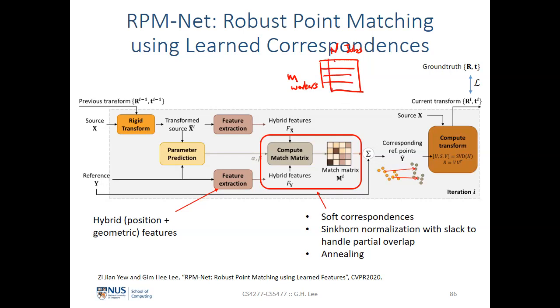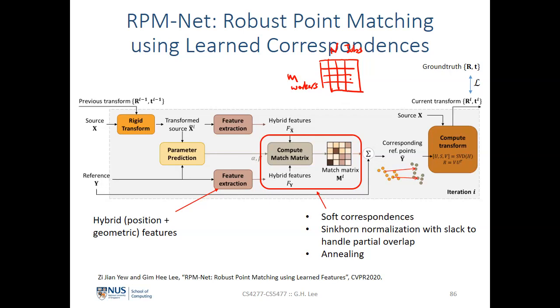That means the row and the column must sum up to 1, and every entry can only be 0 or 1. So this is a permutation matrix, but that's the hard assignment case. The soft assignment case means it just needs to sum up to 1, the row and the column, but every entry can be any number. The only constraint is that it needs to sum up to 1.